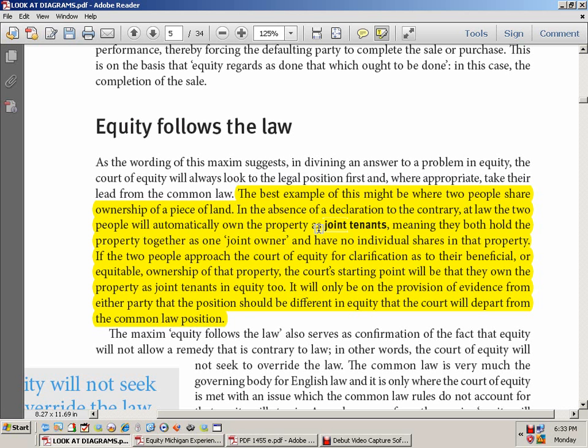You and the title company are joint tenants, as one joint owner and have no individual shares in that property. If the two people approach a court of equity for clarification as to their beneficial or equitable ownership of that property, the court's starting point will be that they own the property as joint tenants in equity too. Well, in equity too, equity also, compared to what?